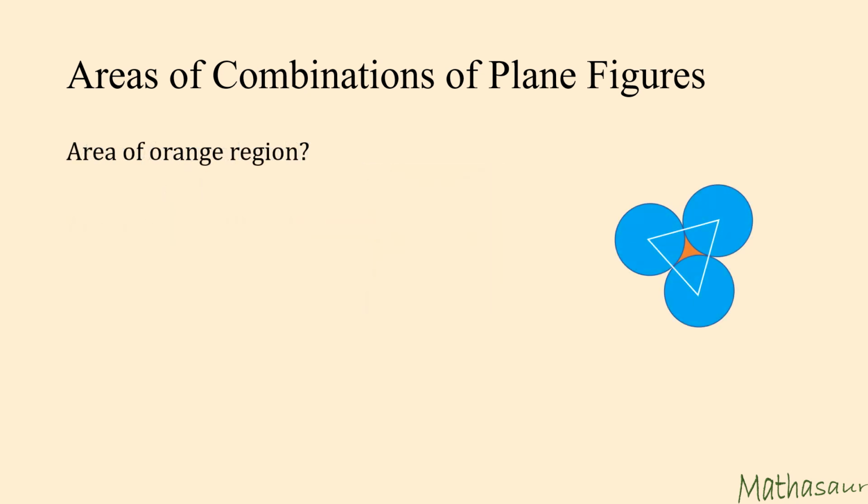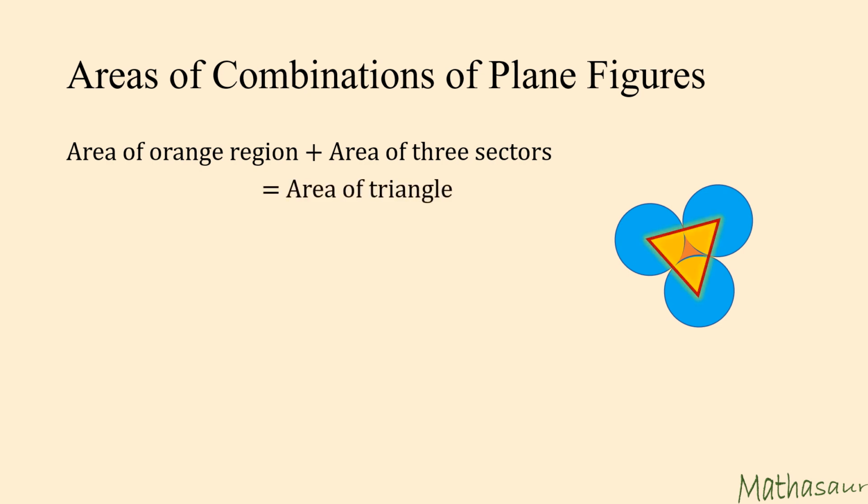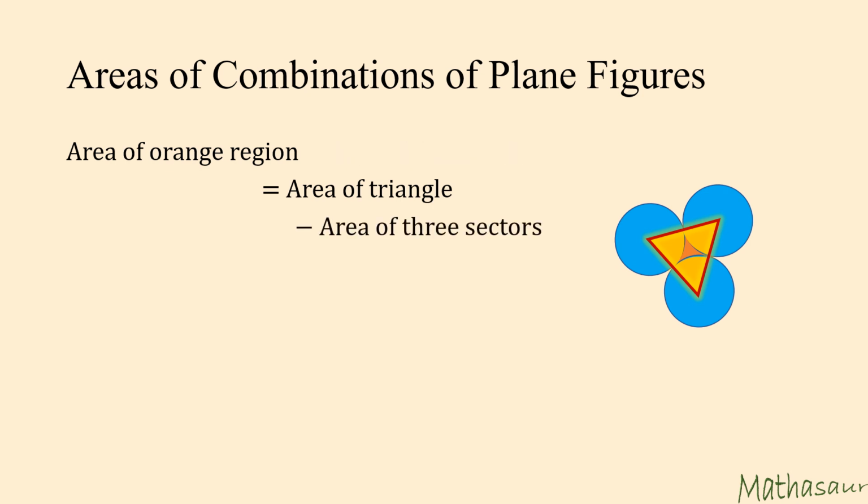Let us look at these three circles. We have to find the area of the orange region contained between them. Now this looks very complicated. We can see a triangle, but the triangle is a part of the three circles. Let us look at this a little differently. If we add the area of these three sectors to the area of the orange region, then we would get the area of this triangle. Rearranging the terms, we know the formula for area of a triangle and area of a sector. So we can easily find out the area of the orange region.